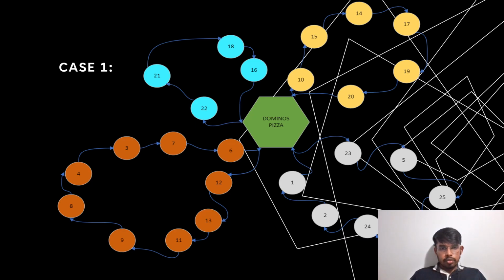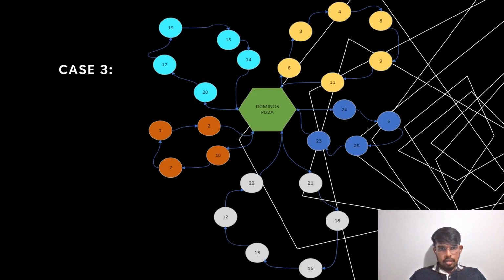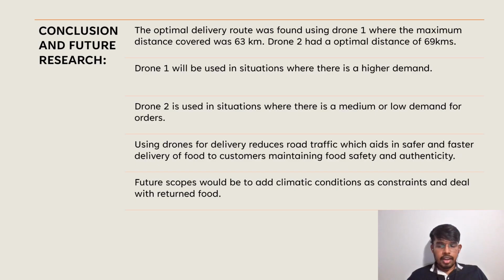This is the route of the drones obtained for case 1, case 2, and case 3. After running the models, I obtained the optimum delivery route for drone 1, which was 63 kilometers, the same for both cases. For drone 2, the optimal distance was 69 kilometers, which was used for lower demand of food orders. So drone 1 will be used in situations where there is a higher demand of food orders, and drone 2 in situations where there is a medium or low demand of orders.